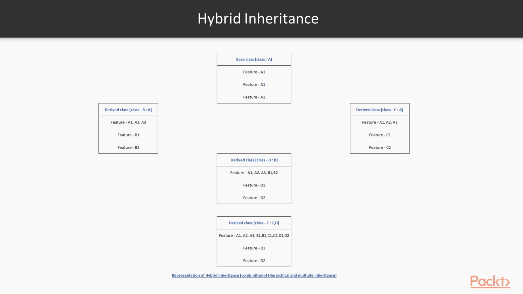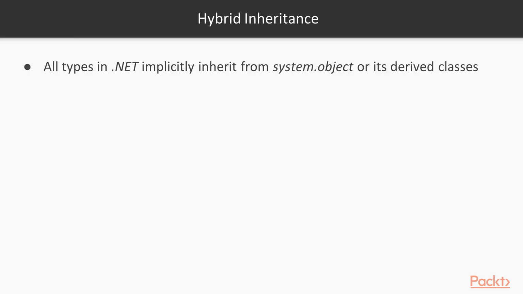The last type of inheritance is implicit inheritance. All the types in .NET implicitly inherit from system.object or its derived classes. In this video, we saw the inheritance concept.